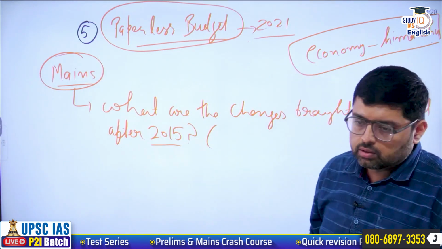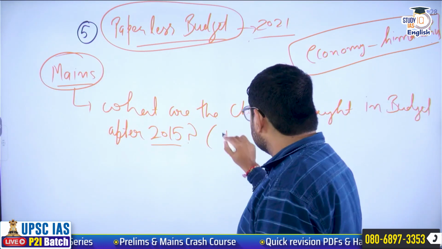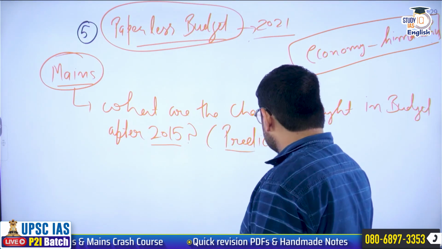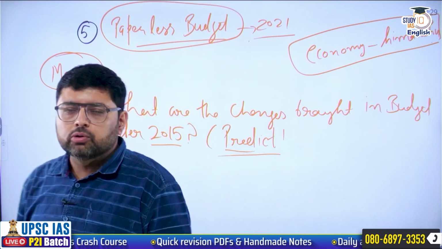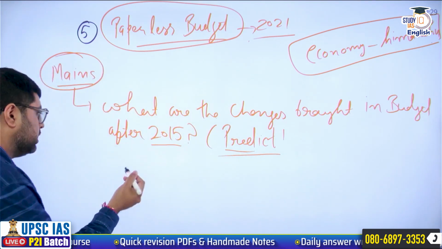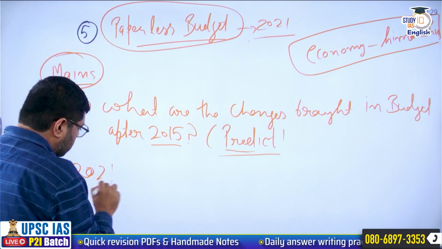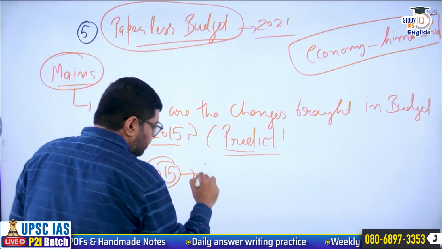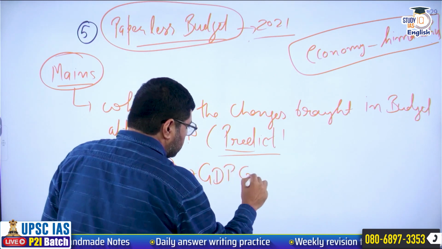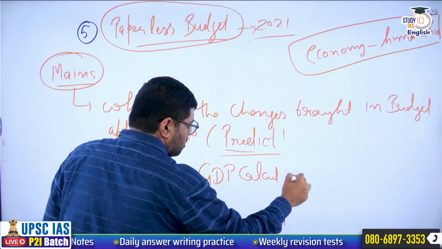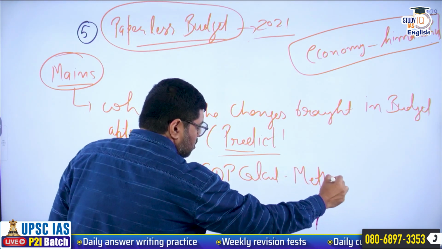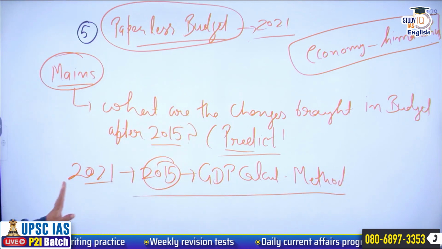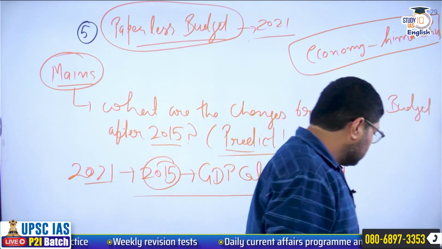So this is what predictability is. I can predict this question for you. I told you the reason why I predicted it: in 2021 they asked a question on changes brought in GDP calculation methodology. So you can check that question of 2021.